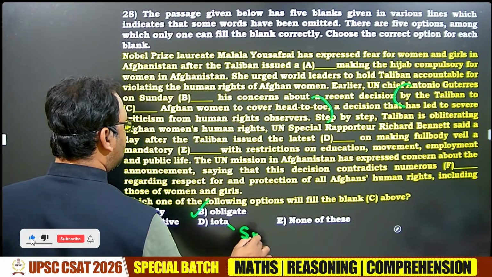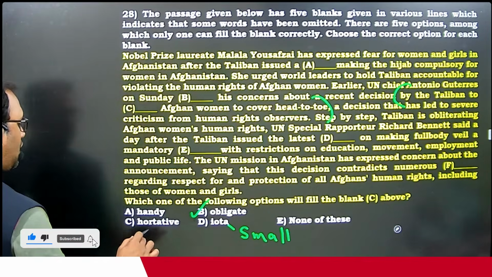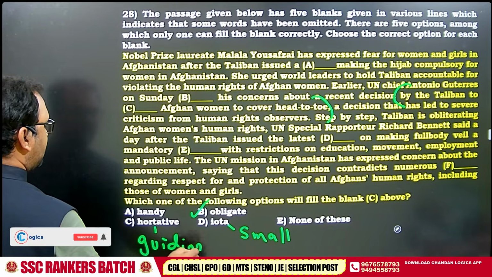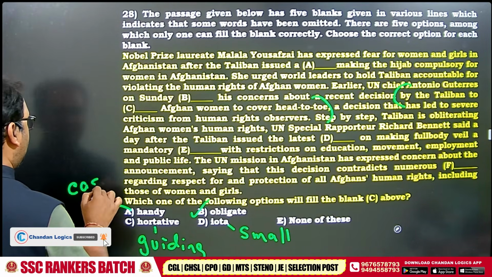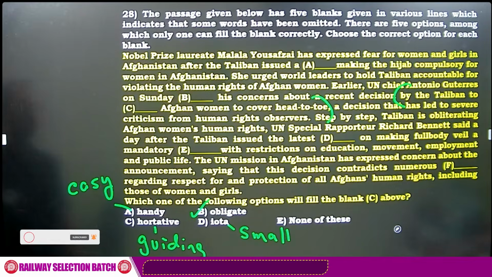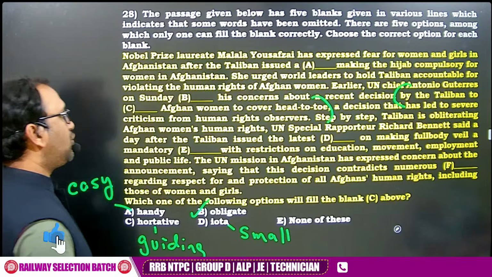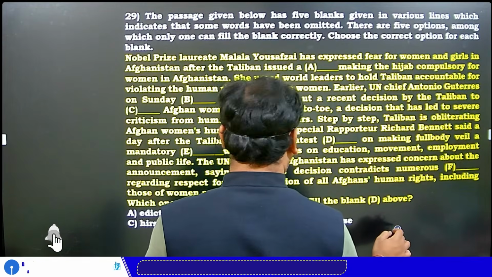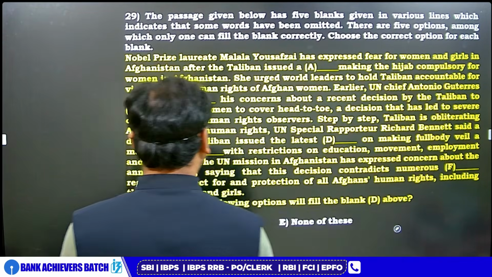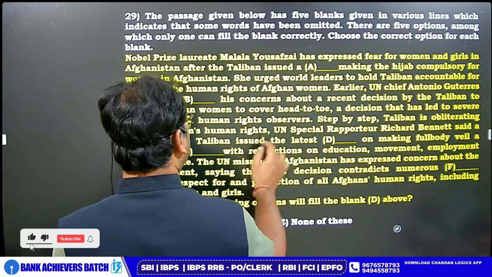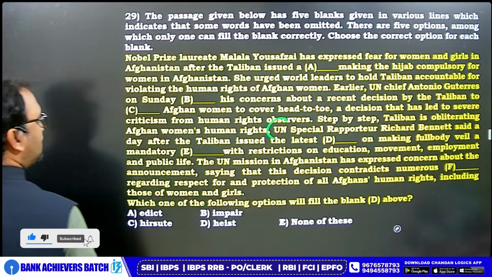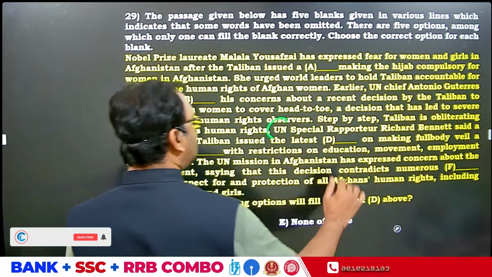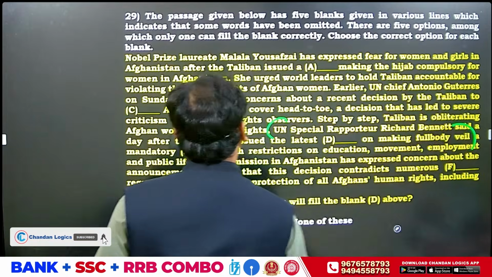So iota is very small. Hortative is encouraging, guiding, supporting. Handy is very simple, very easy to carry, portable. So Taliban has ordered the Afghan women to cover their complete body. It's called obligate. Don't read the complete paragraph here. Just go by the sentence. Like for example, you start from here. See, UN Special Rapporteur Richard said a day after the Taliban issued the latest dash on making complete body cover.